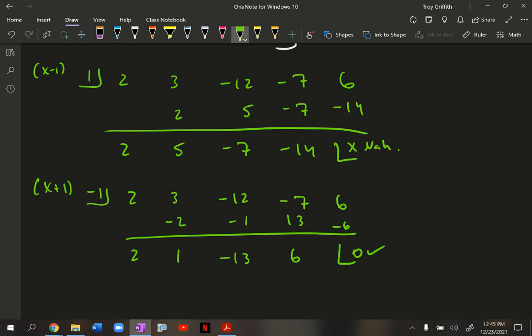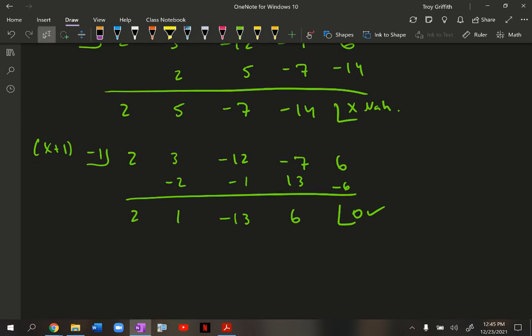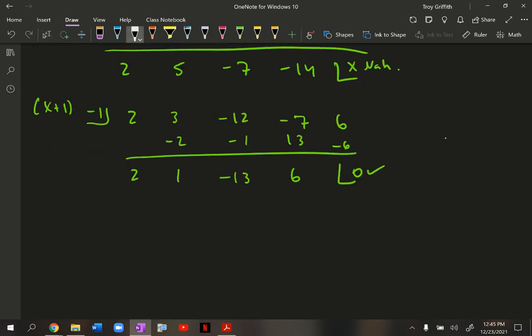X plus 1 gave me a remainder of 0, which is exactly what I wanted. So let's check this out. When I'm done here, let's collect all of our thoughts. I just divided by x plus 1. That worked. And then I have this remaining answer here. This was an x to the 4, so this is going to be an x cubed. So let's write that down. This is going to be 2x cubed plus x squared minus 13x plus 6.